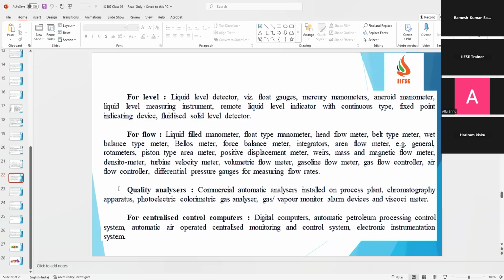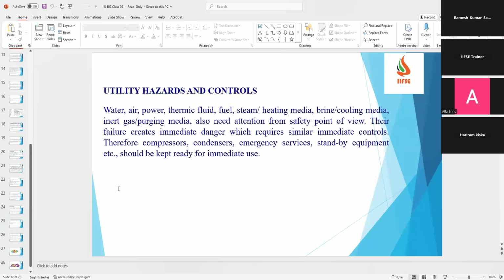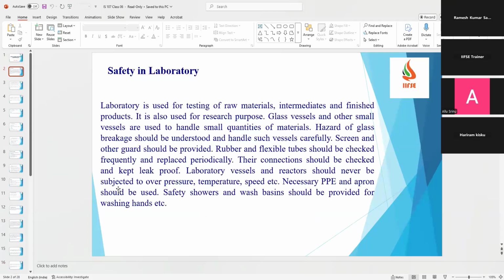So I think I'll just take a quick recap. Hope my screen is visible. So yesterday we started with safety in laboratory.